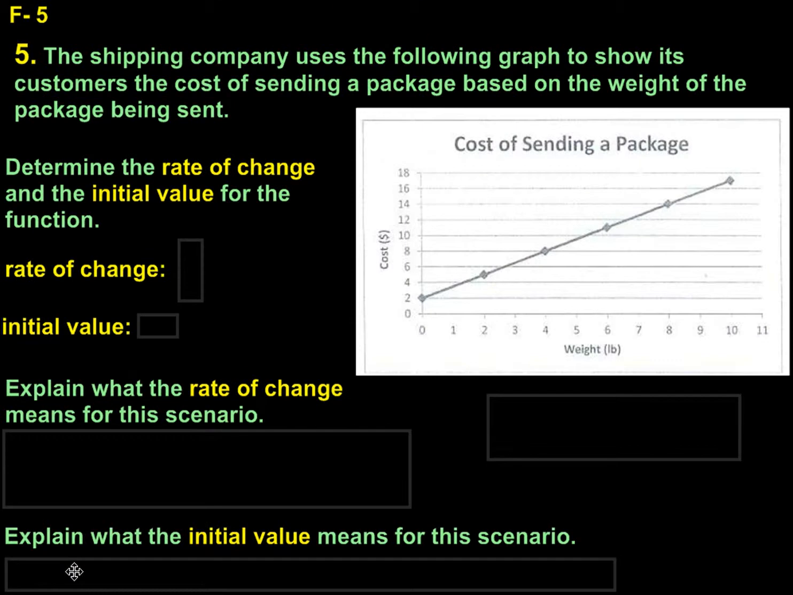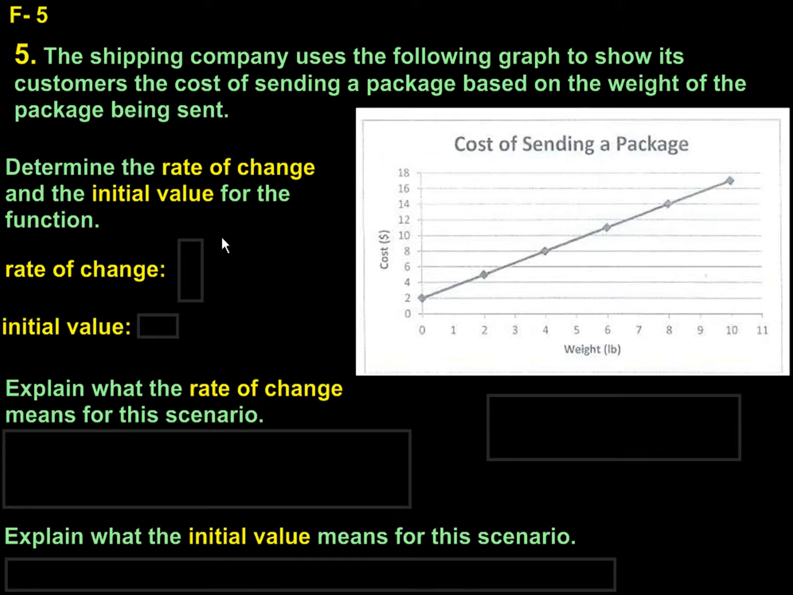Alright, let's take a look at question number 5. Question number 5 states that a shipping company uses this graph to show its customers the cost of sending a package based on the weight of the package being sent. Again, we need to determine the rate of change, or the slope, and the initial value, or the y-intercept, for that function.